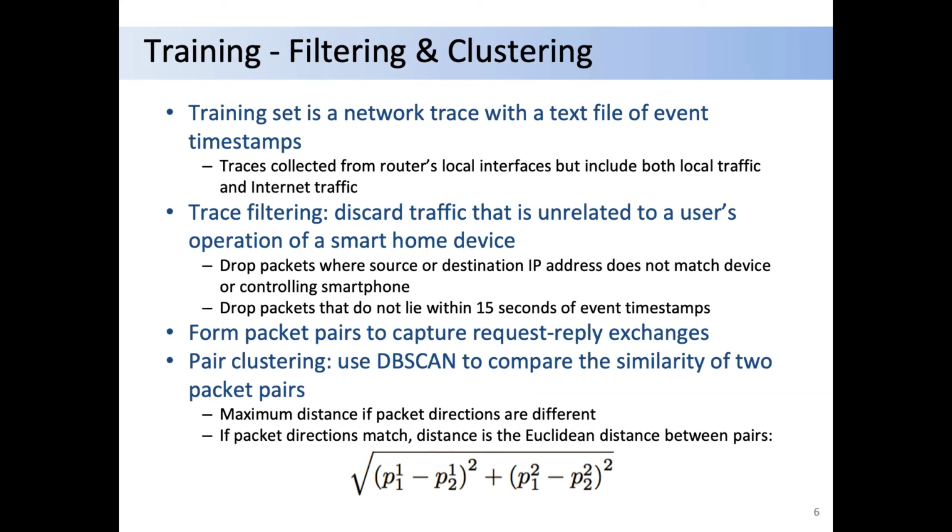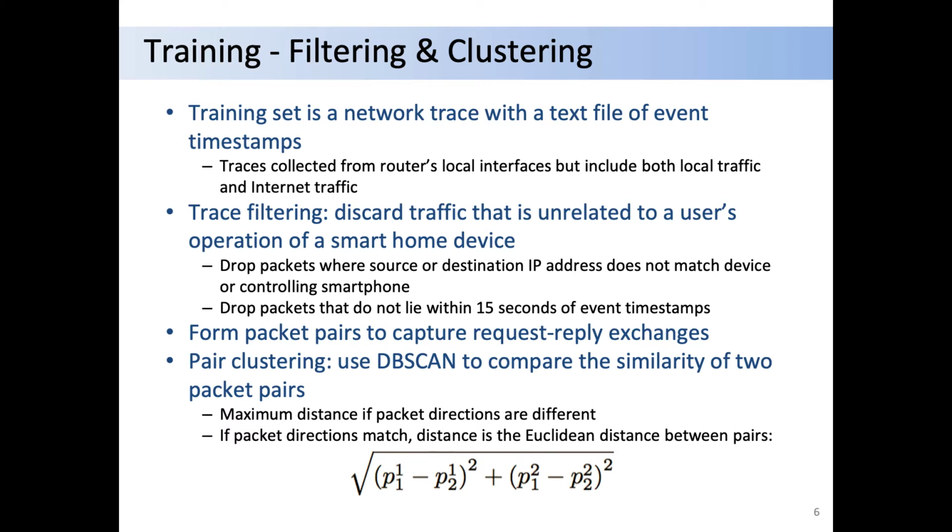All right, so the first step in the training is to get the entire network trace and then a text file of event timestamps. So we're going to collect this trace, and it will include both local traffic and internet traffic, and then we need to filter it. So we're going to actually discard traffic that's unrelated to a user's operation of a smart home device. So we can drop packets where the source or destination IP address does not match the device or controlling smartphone. And we can drop packets that do not lie within 15 seconds of the event timestamps.